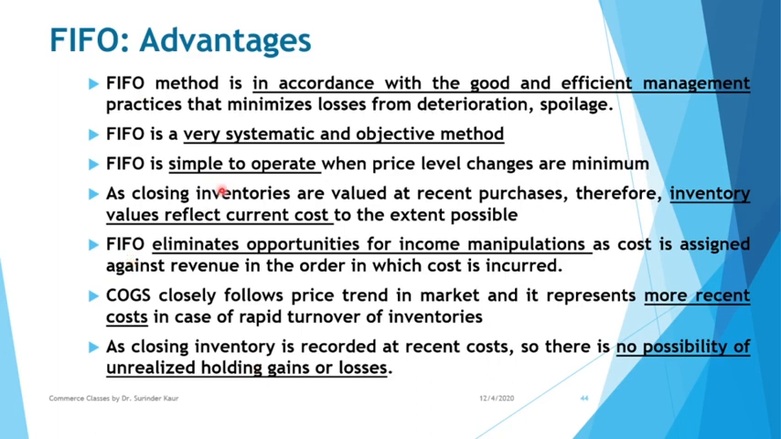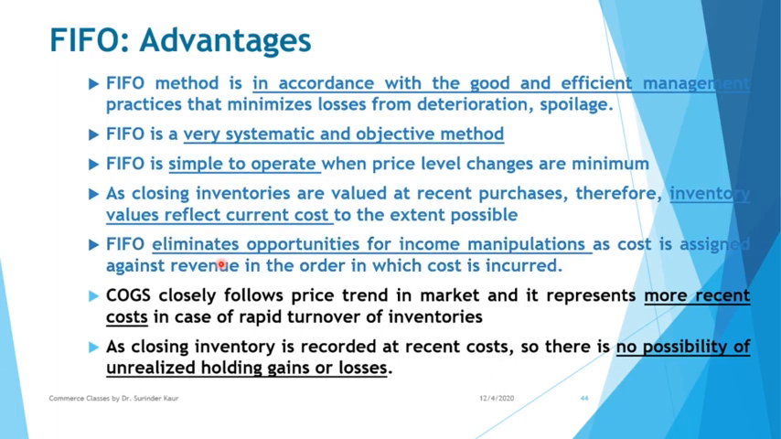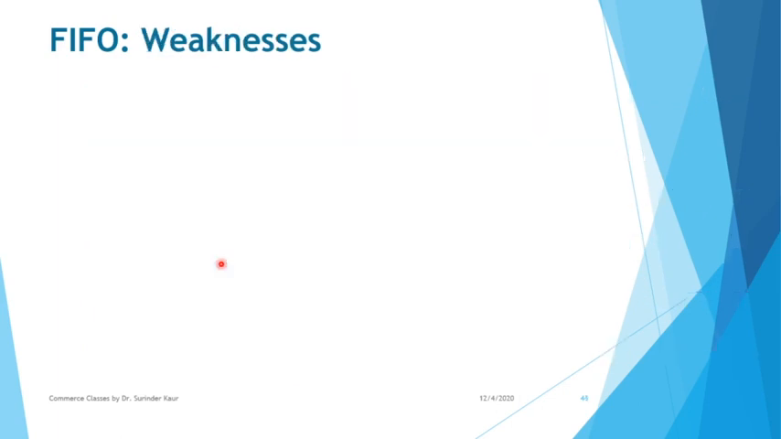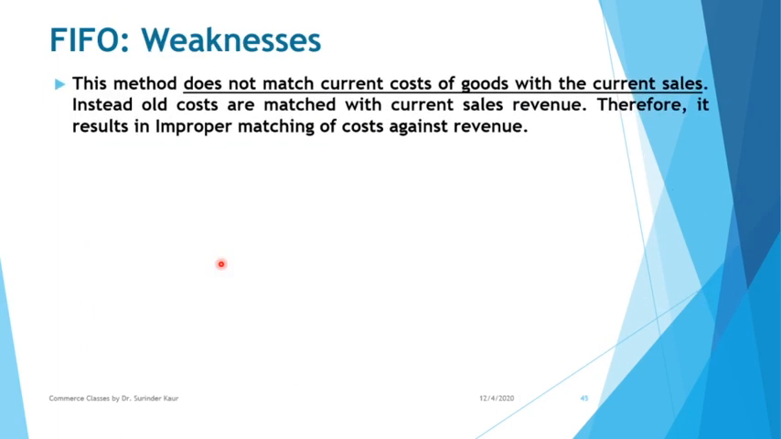So in FIFO method, there is no such hidden profit or hidden gains, because you measure them at the latest cost, latest lots. Okay, so these are all the advantages that we have taken up. Now coming to the weaknesses of the system, it doesn't match the current cost of the goods with the current sales. If your prices are fluctuating a lot, in that case your profit will not be correct, because there is not a proper matching of cost and revenue. It's improper matching. Why do we say this? Because you are measuring cost of goods sold at old cost, isn't it?